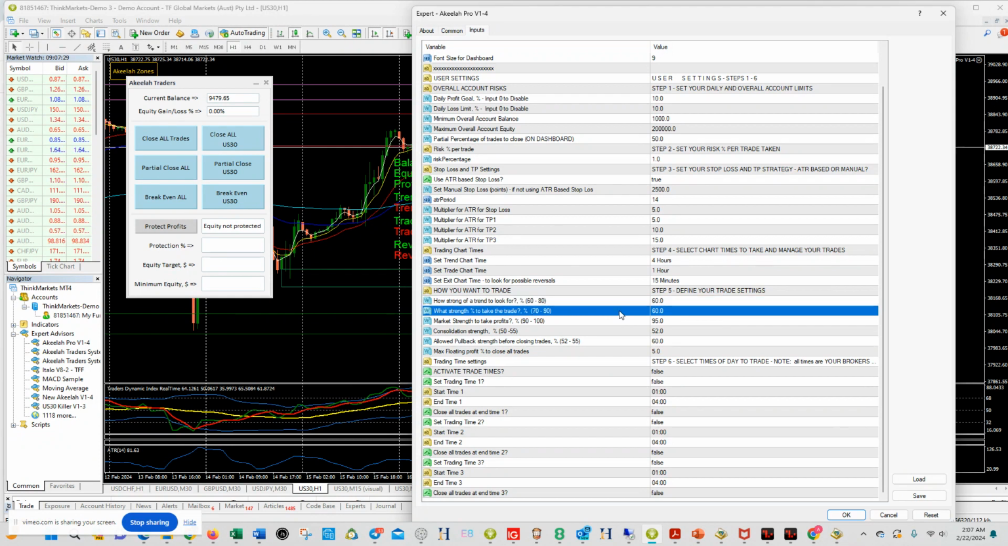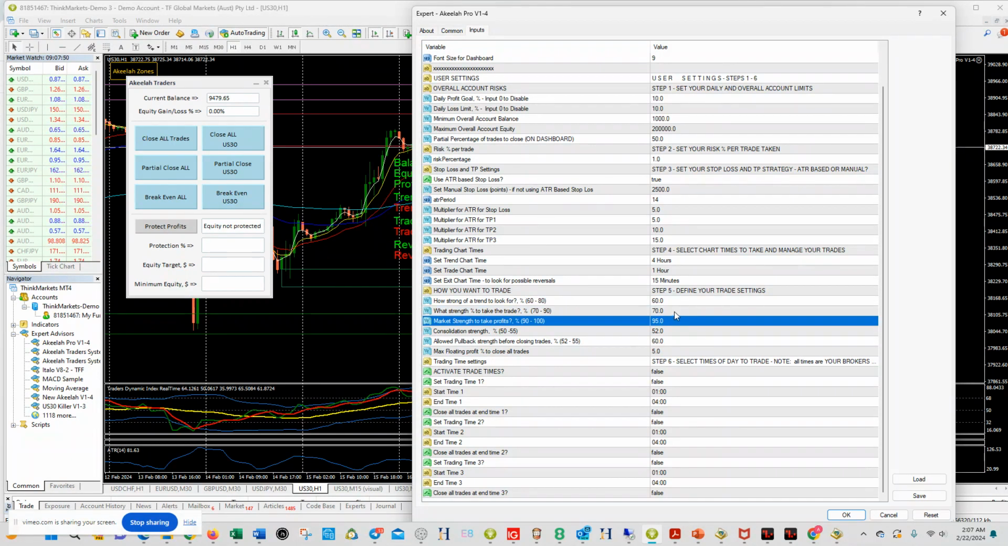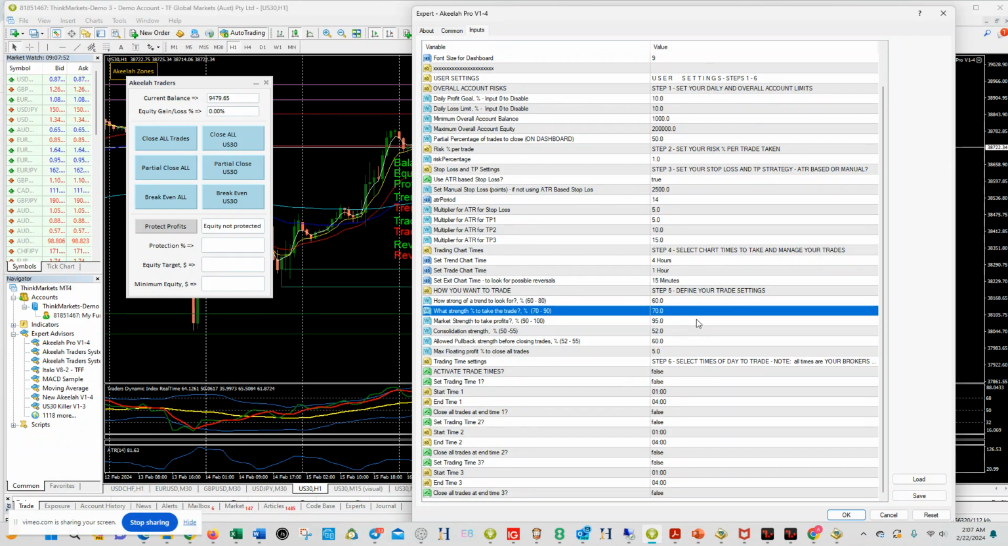Secondly, I can say what strength to actually enter the trade. My trade chart time is actually the 1 hour. So I would say, hey, if the 4 hour is at least 60%, then on the 1 hour, I want to wait for maybe let's say a 70% trend to get in. I want to wait for 70%. Once it gets to 70%, I enter the trade.